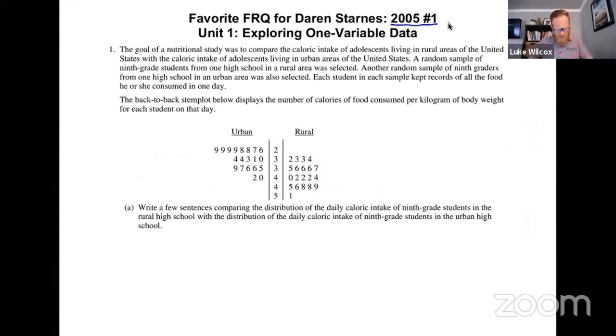So here's what it says. Number 1, the goal of a nutritional study was to compare the caloric intake of adolescents living in rural areas of the United States with the caloric intake of adolescents living in urban areas of the United States. A random sample, this is good, of 9th grade students from 1 high school in a rural area were selected. Another random sample of 9th graders from 1 high school in an urban area was also selected. Each student in each sample kept records of all the food he or she consumed in 1 day.